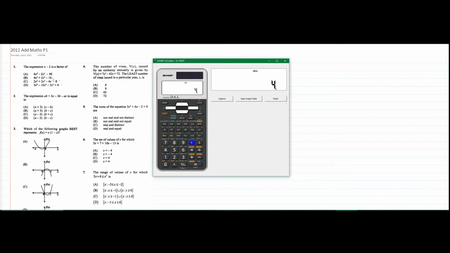So we have 4 into 2 to the power 4, take away 2 into 2 squared, take away 56. That gives 0. So A is the answer.